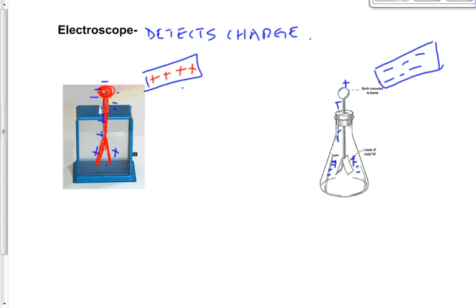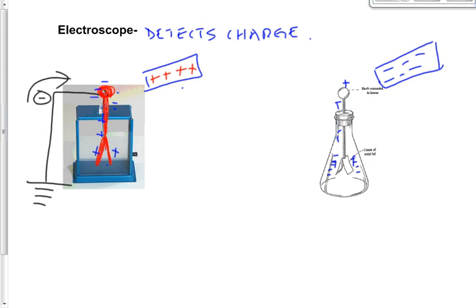What would happen if I grounded this? What would happen if I put a ground wire right there? Are the electrons going to go down into the ground, or are they going to come up from the ground? They're going to come up from the ground. Where are they going to go?